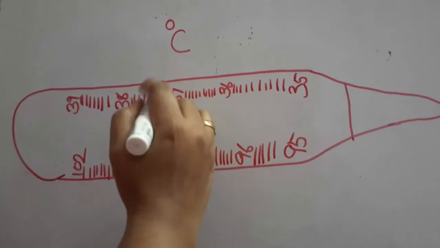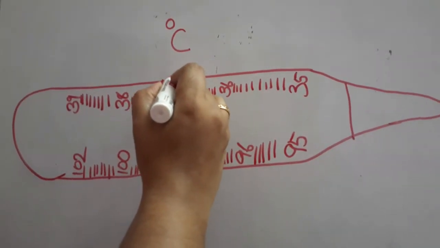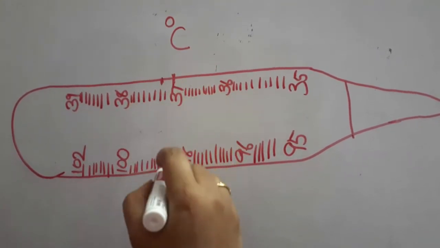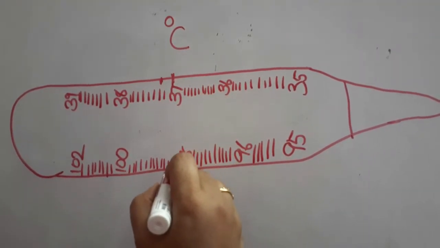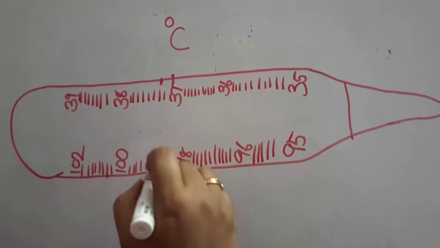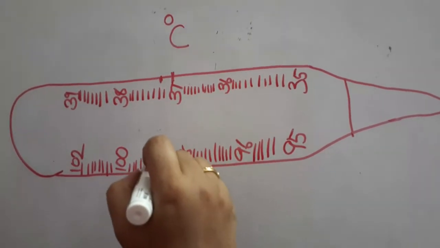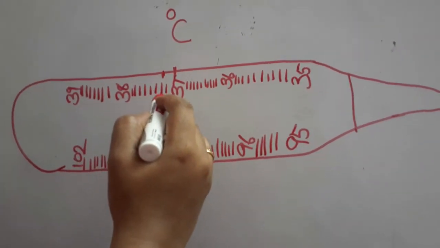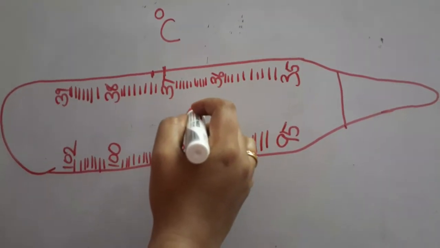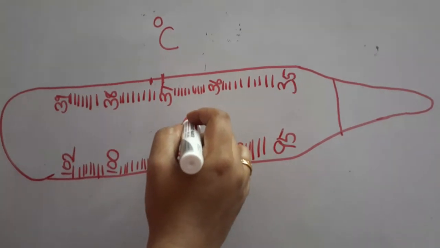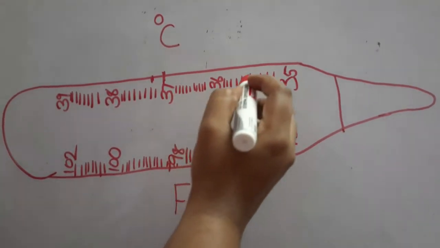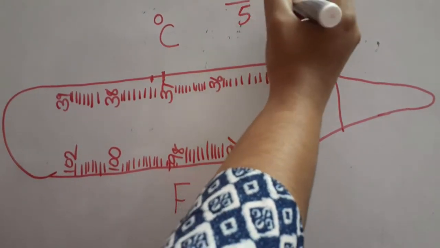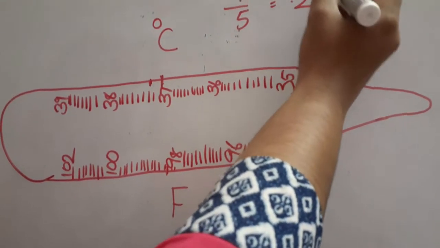Normal body temperature is 37 degrees Celsius. If you are seeing this one, 98.5 Fahrenheit is the normal body temperature. If it is going beyond that, we have fever. You can see big marks and small marks. Each small division is 1/5, that is 0.2 degrees Celsius.